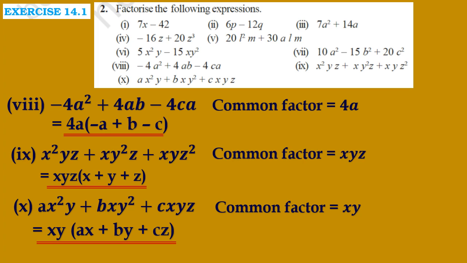So I hope you understood how to factorize. It is very simple. You just have to take the common factors out. But the numerical as well as the variable common factor you have to take out. For the numbers, you take out the HCF. And for the variables, the smallest power common. Then whatever is left in each term, you write inside the bracket. Now move on to question number 3.